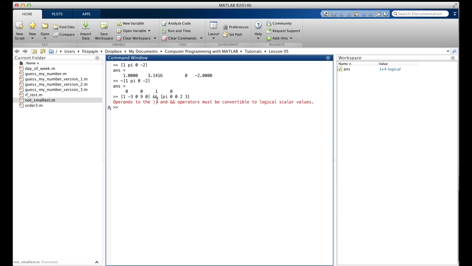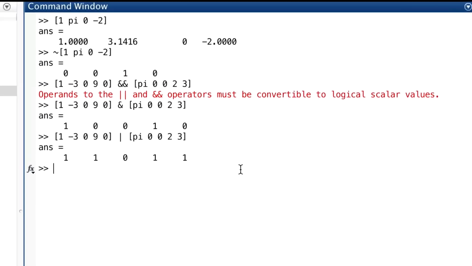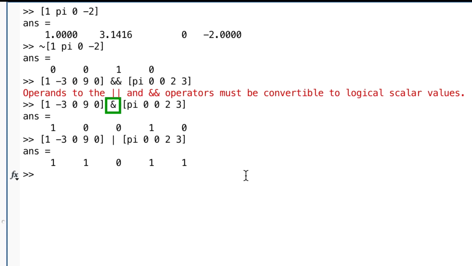Well, it's time to reveal that MATLAB actually has two versions of the logical operators. The versions you've not seen yet are array operators. Here's what the array versions of AND and OR look like. First, let's get the original version, and then we'll alter it. Then we'll alter that one. And there we have it. As you can see, there's a single ampersand for AND and a single vertical bar for OR.